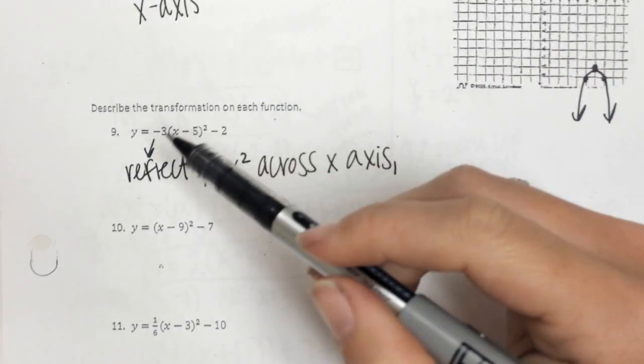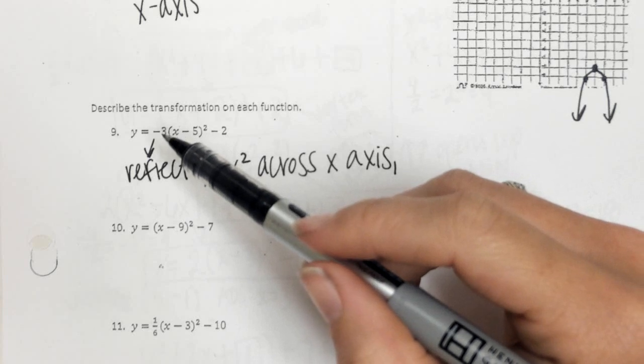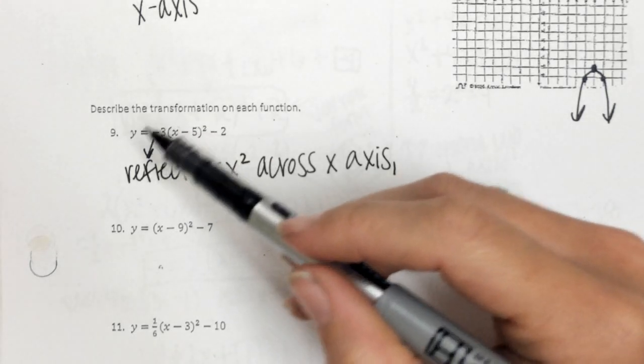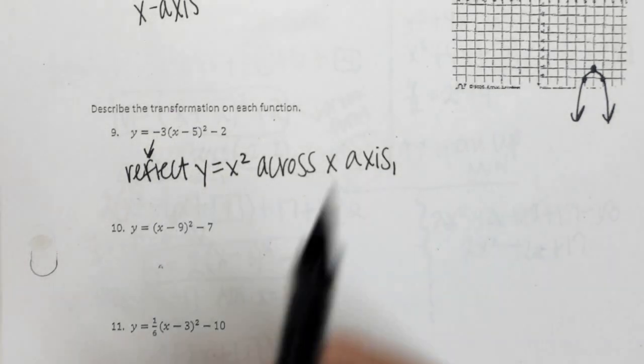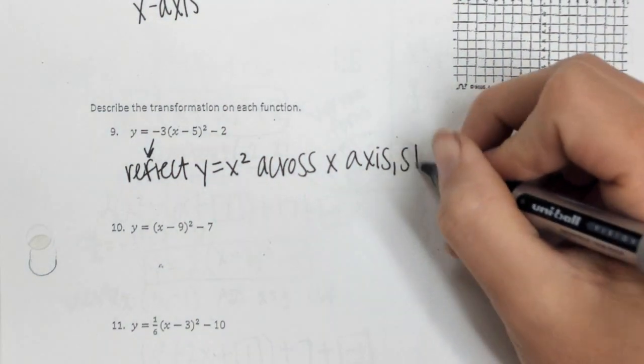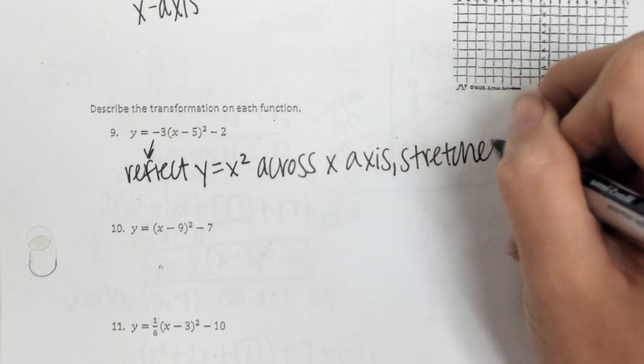Alright, if you will remember, the 3 changes the slope. It makes it steeper. Okay? So the 3 is a big number, so think about it stretches it, makes it steeper, and it's stretching it up and down, which is vertically. So this is stretches vertically.